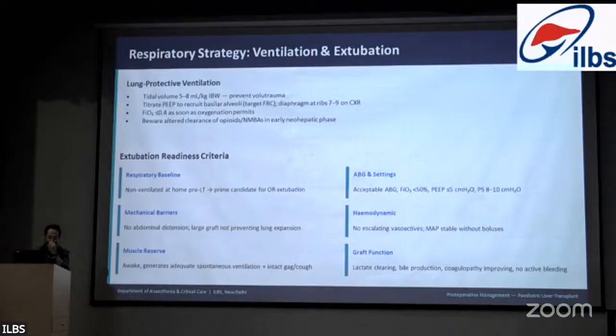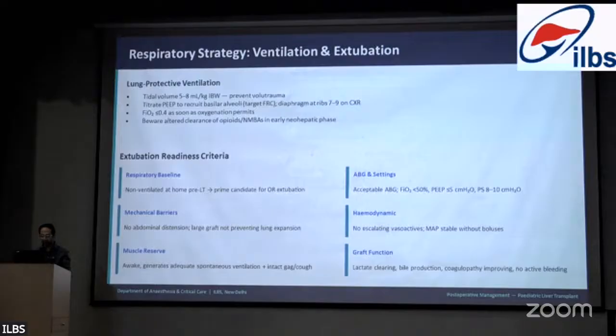How do we assess whether the patient is ready for extubation? There should be no mechanical barriers to the lungs. There should be no abdominal distension. The large graft should not prevent lung expansion. The child should be awake. He should have adequate muscle reserve, generate adequate spontaneous tidal volume, and have an intact gag reflex. The ABG should reflect normal values when the pressure support is 8 to 10 and a PEEP of less than 5 on pressure support ventilation.